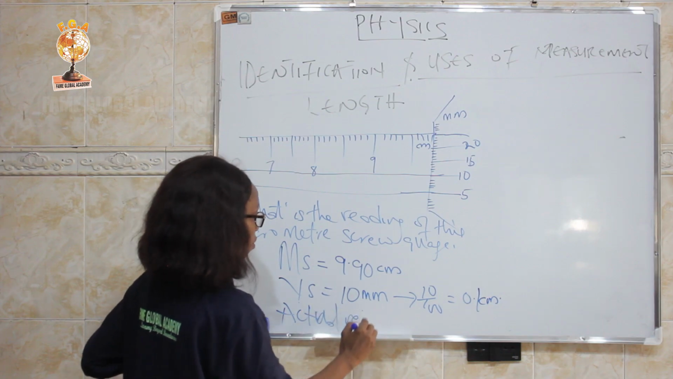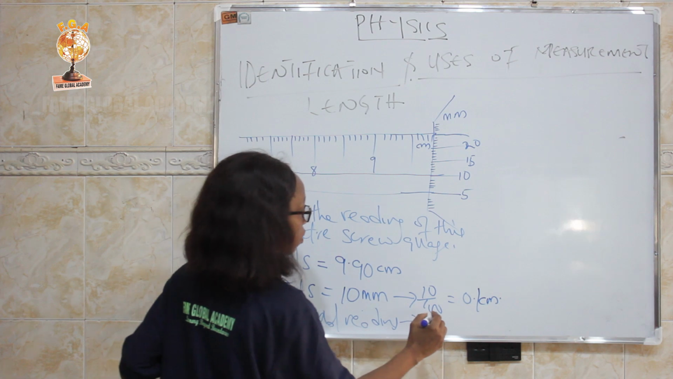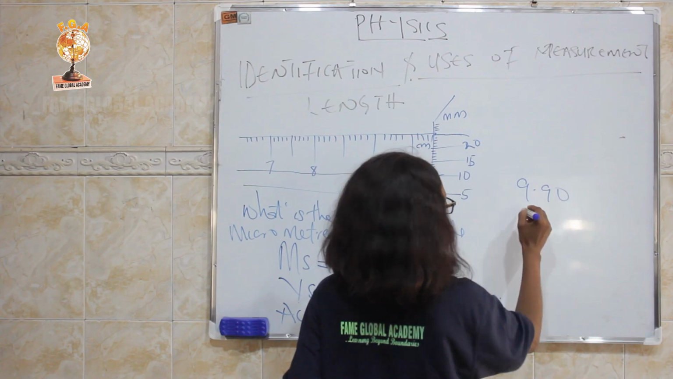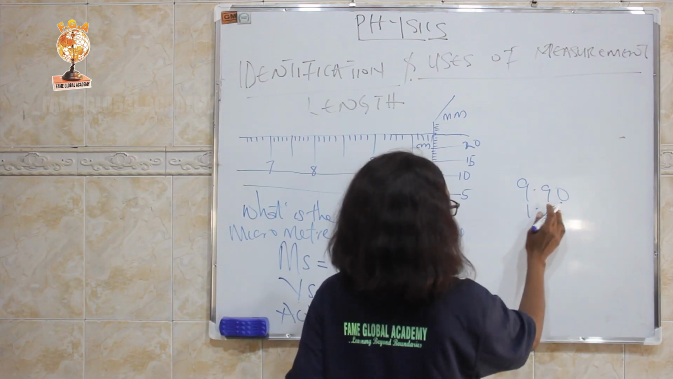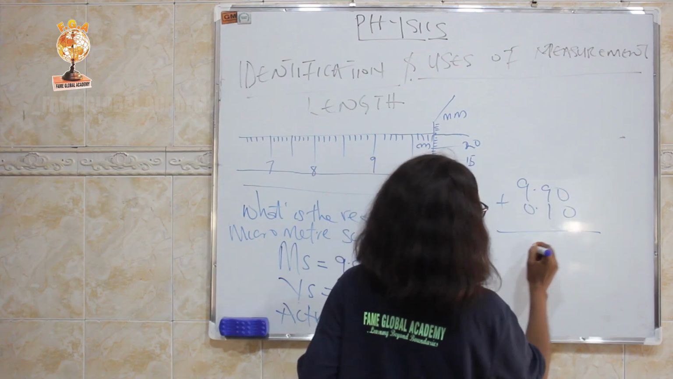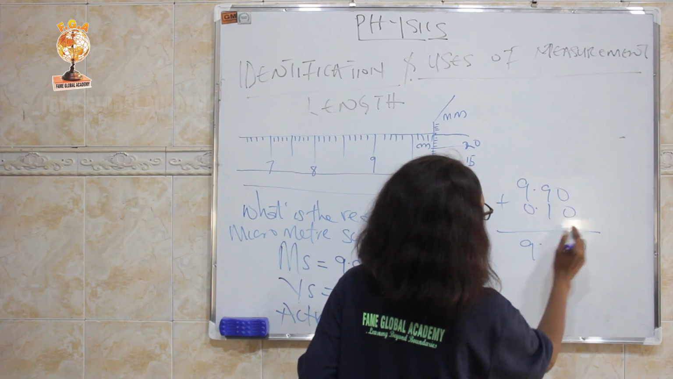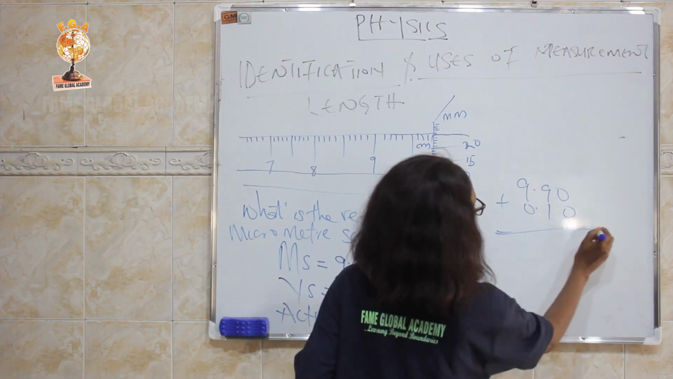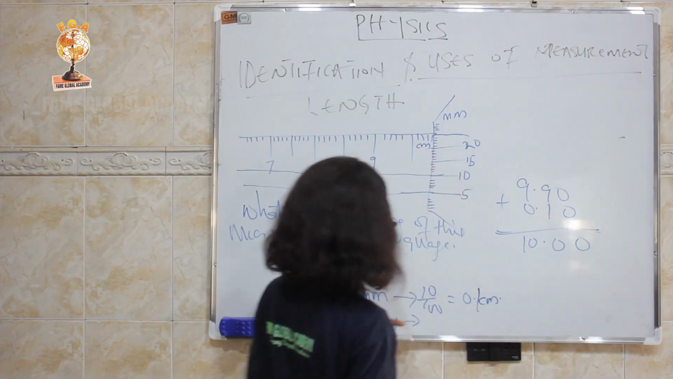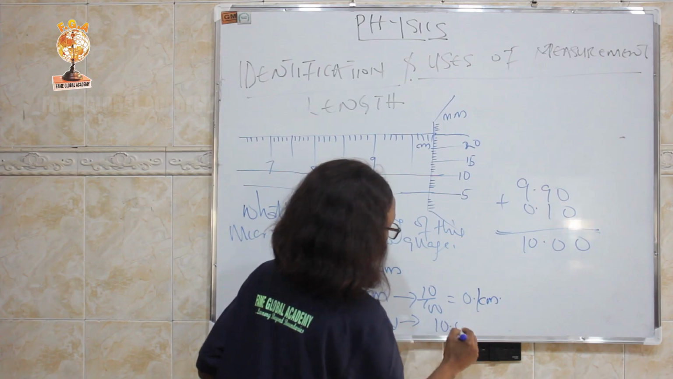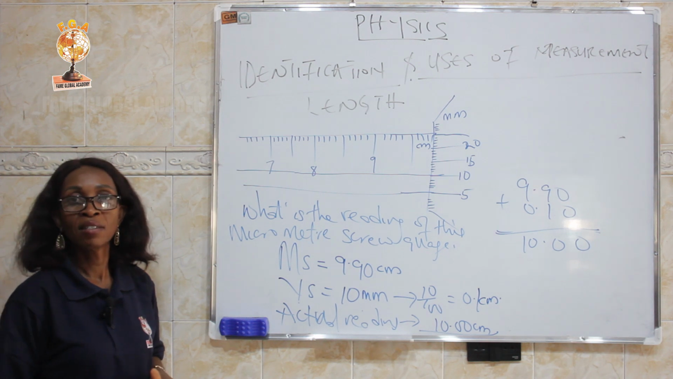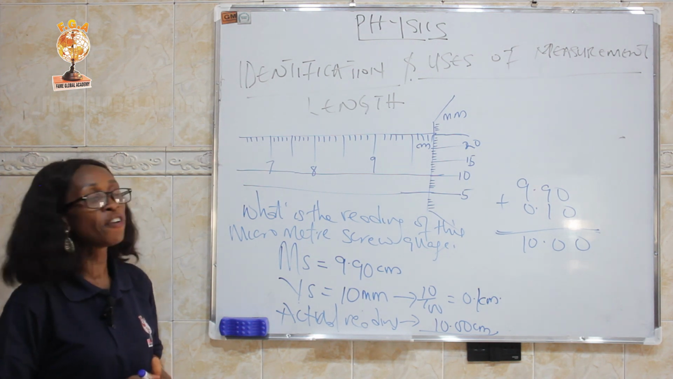The actual reading is now, let's say, for the sake of the board, we have 9.90 and 0.10. So when I add it together, I have 9. So this is 0. Let me add from here. 0.01. That's a 10. So I have 10.00 centimeter. Now this becomes the actual reading on the vernier scale.